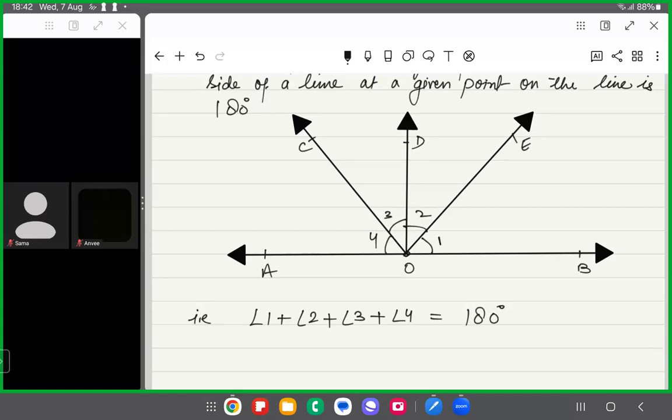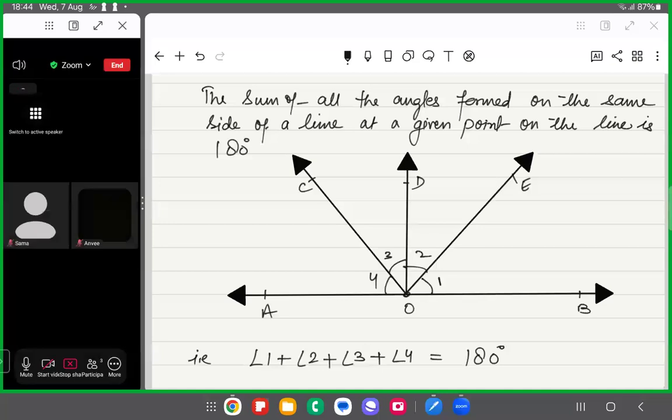Is that clear? So this is the result, or the corollary, from the theorems which we have studied on linear pair of angles. So the sum of all the angles formed on the same side of a line at a given point on the line is always 180 degrees. Is that clear, Samanandi?